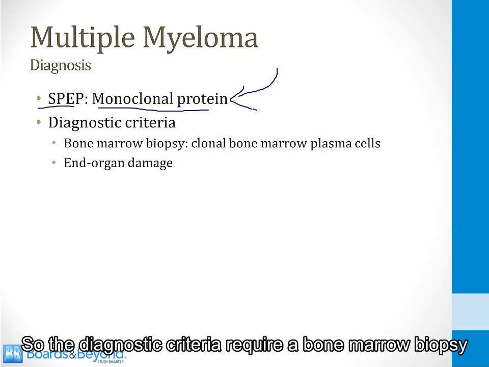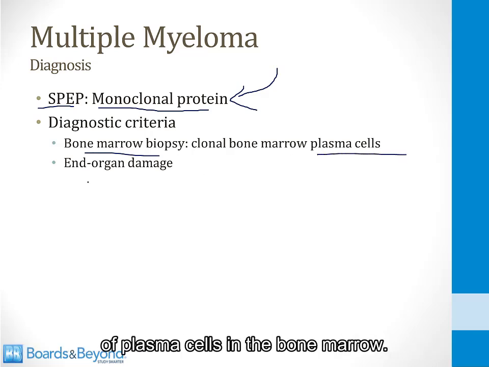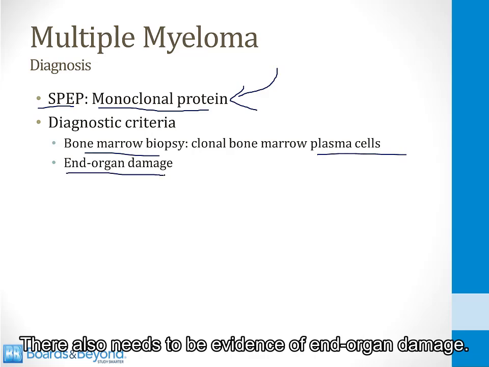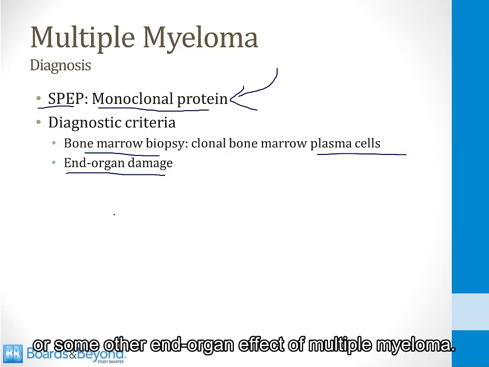So the diagnostic criteria require a bone marrow biopsy to be done showing a clonal proliferation of plasma cells in the bone marrow. There also needs to be evidence of end organ damage, so this could include a fracture or renal failure or some other end organ effect of multiple myeloma.